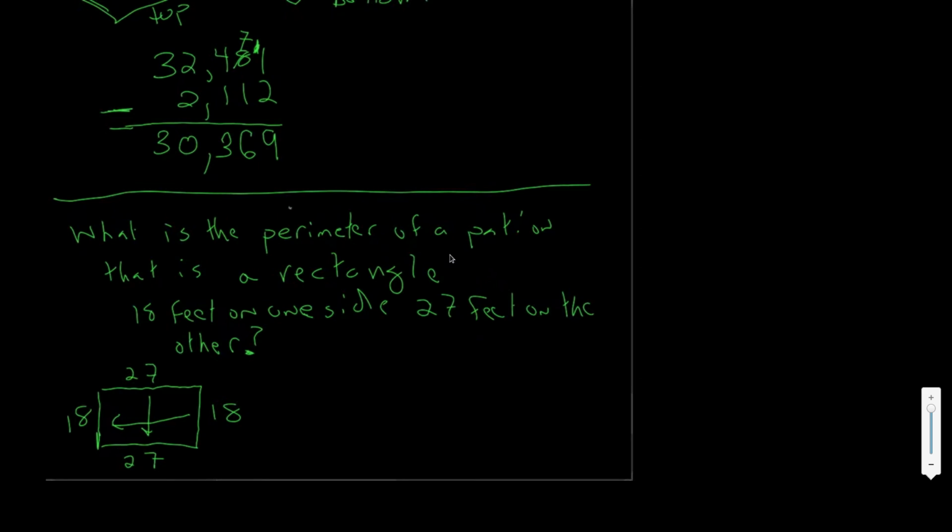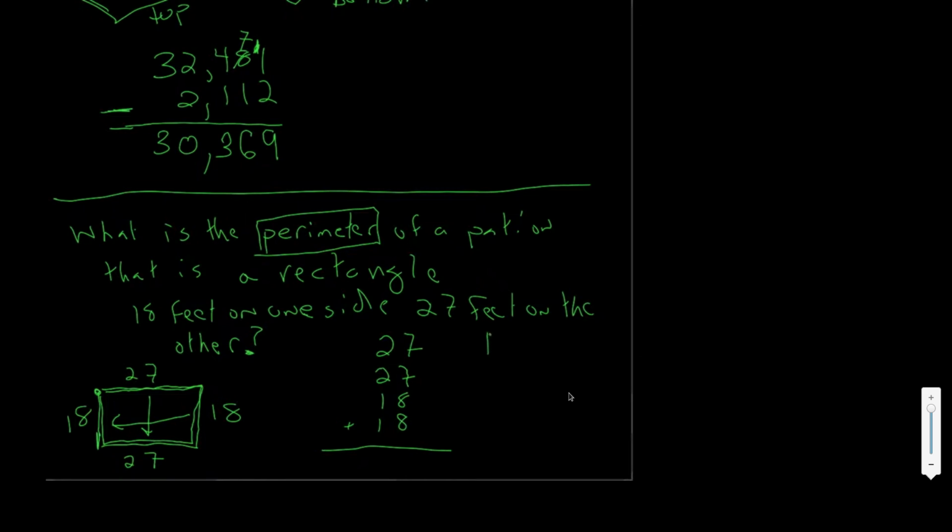Now the perimeter would be the distance if I walked all the way around, or it's the total of all the sides. So to find this perimeter, I have to add 27, 27, 18, and 18. I have to add all the sides. Right? So perimeter, you add all the sides.